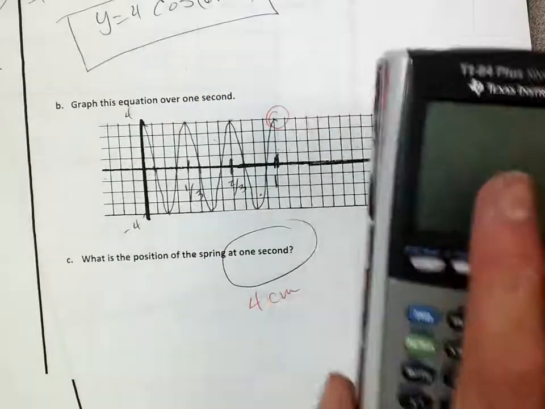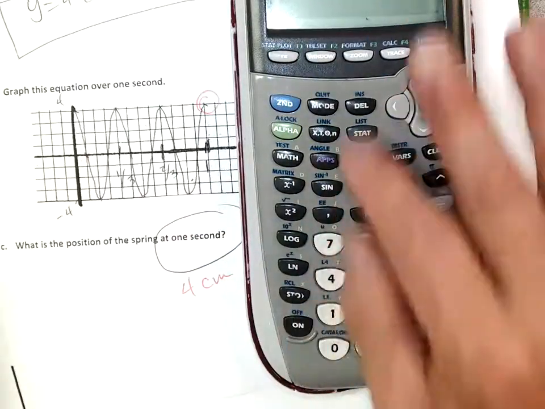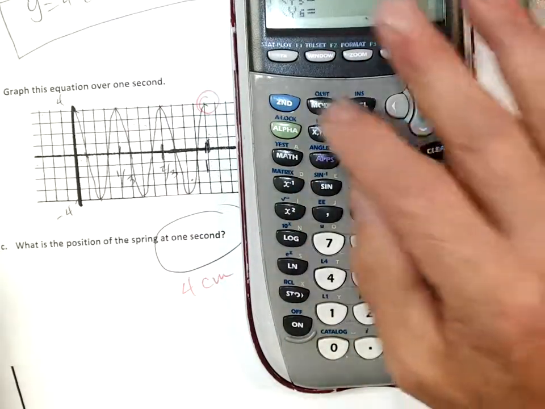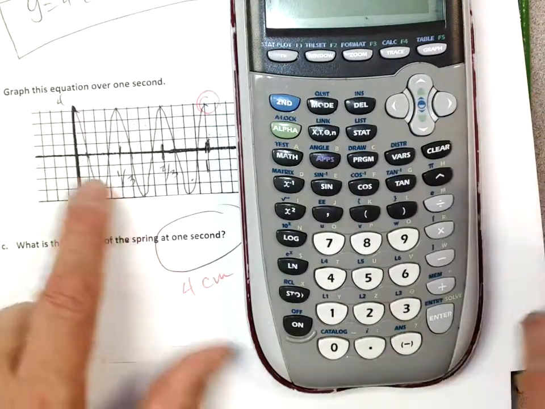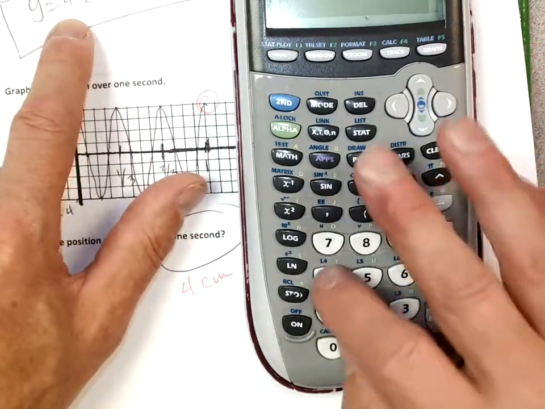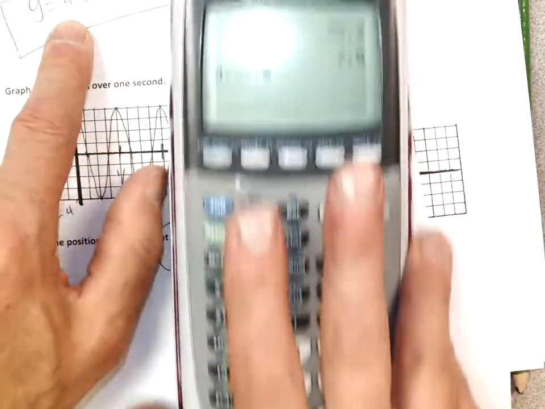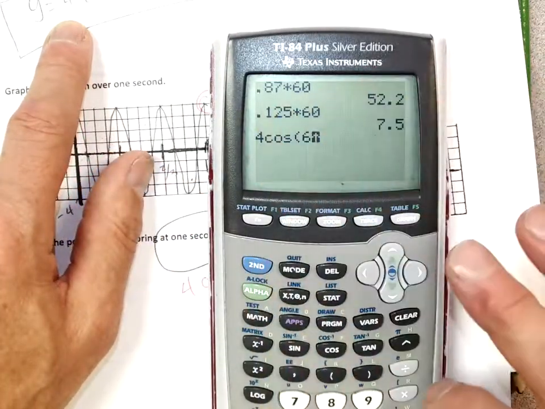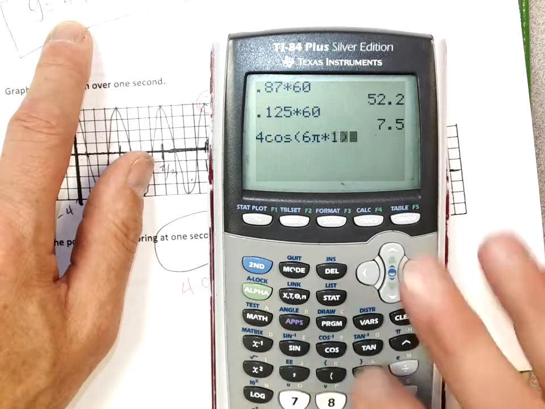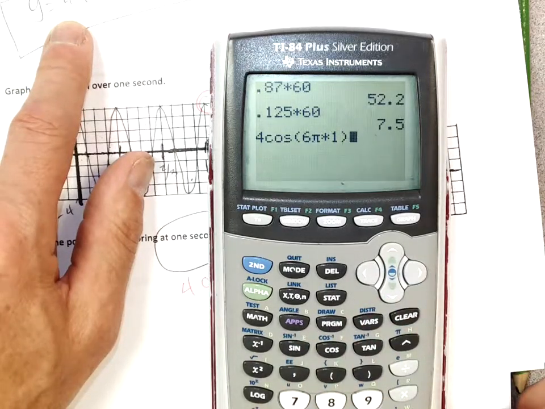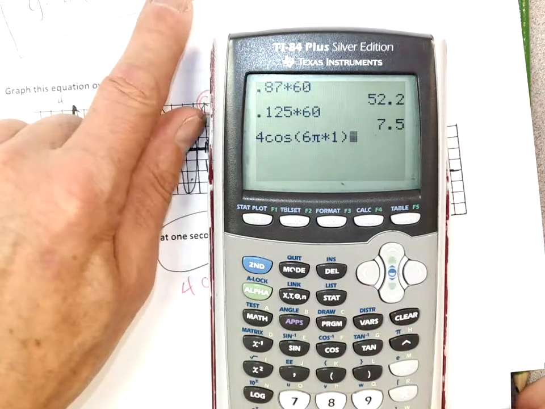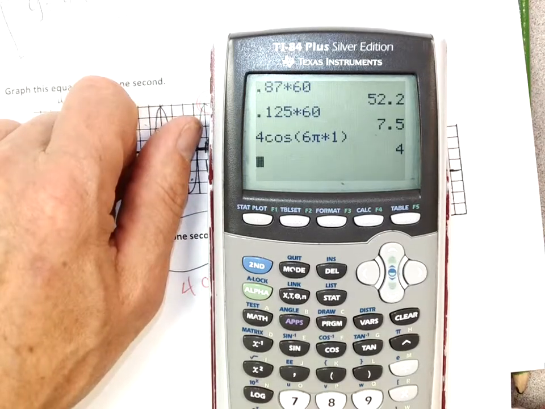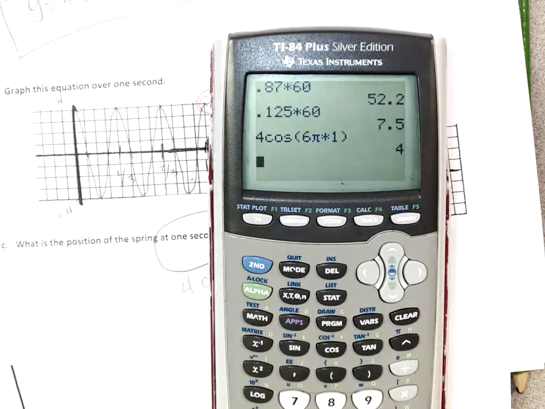So what we could do is put it in y equals, oh, I don't want y equals, clear, quit. So I could take my 4 cosine, and I could go my 6 pi times 1, right? So if I just plug in my 1 second, I should get the height, and it's 4. Now we already knew it was 4, but why would we bother?